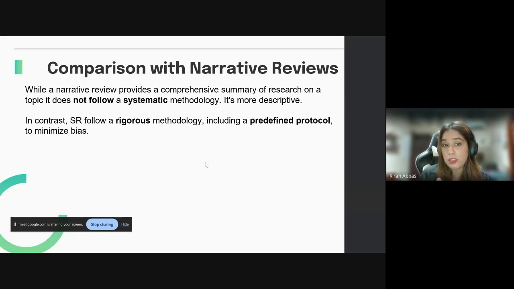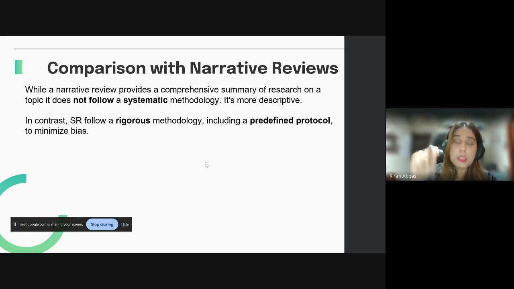In contrast, when we talk about the systematic review, we must have a predefined protocol and research question in place. We cannot just go ahead and start off with a systematic review unless and until we have a research question and a predefined protocol. The protocol is basically the plan of the research that you're going to take. Without a predefined protocol and research question, you cannot conduct a systematic review.